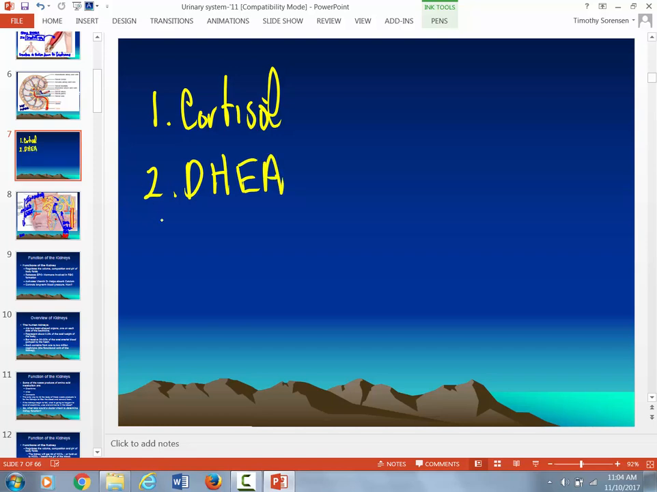Those are the guys too that go in and enforce drug laws and stuff like that. Right? And then what's the last one? Aldosterone. So these are the hormones that are released from the adrenal cortex.